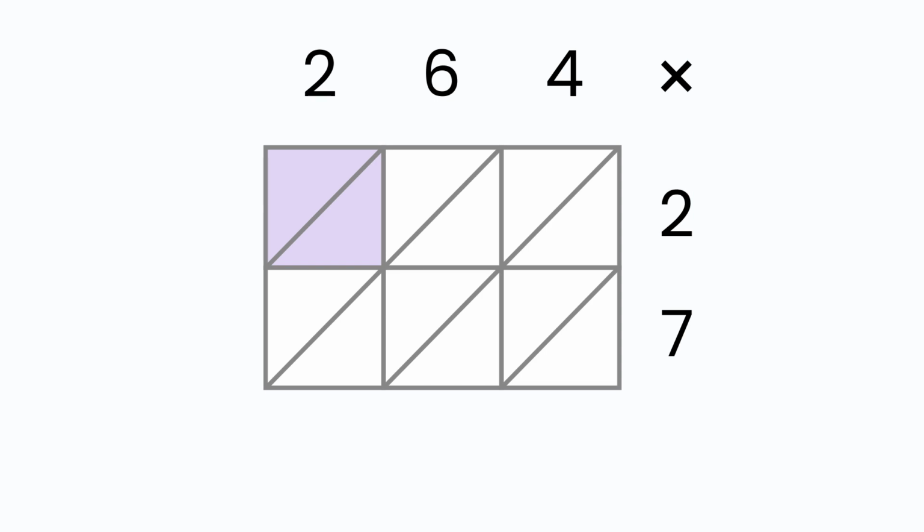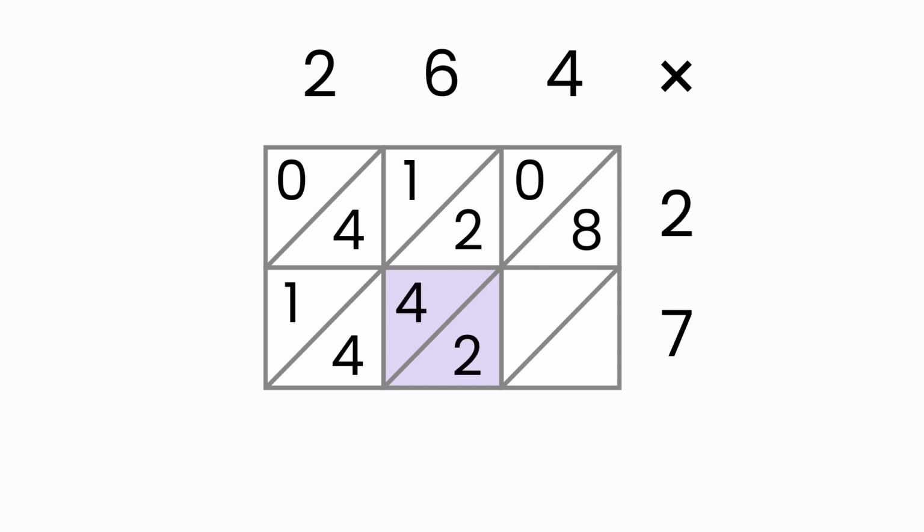2 times 2 is 4. So you write 0, 4 in this cell. 6 times 2 is 12, so you write 1, 2 in this cell. 4 times 2 is 8, so 0, 8 here. In the next row, you get 2 times 7, which is 14, or 1, 4. 6 times 7, which is 42, so 4, 2. And 4 times 7, which is 28, 2, 8.